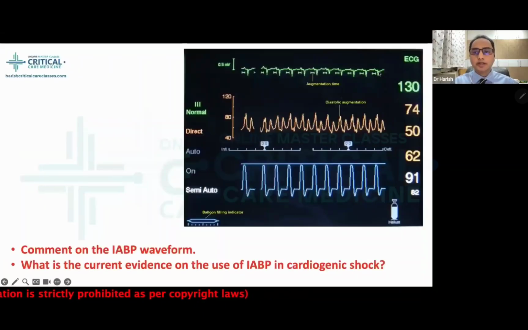A little bit of discussion on the IABP. This is the IABP screen. Comment on these IABP waveforms. What is the current evidence on the usage of IABP in cardiogenic shock? Very, very favorite viva question.